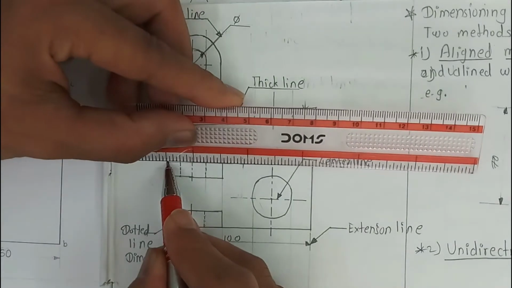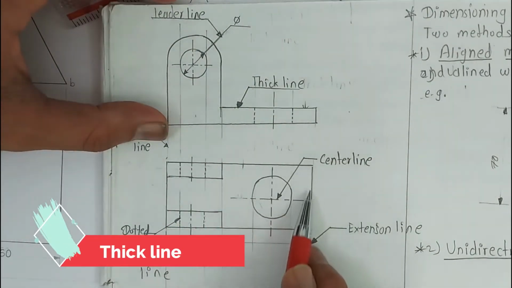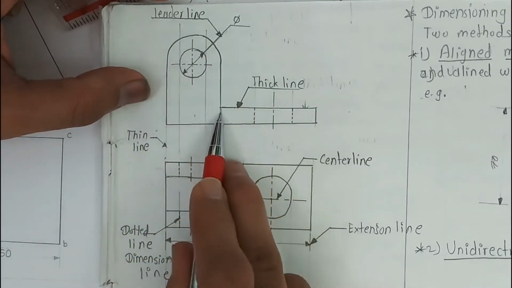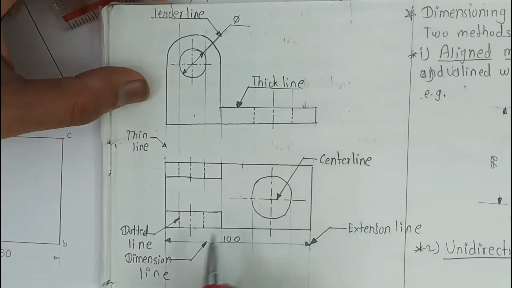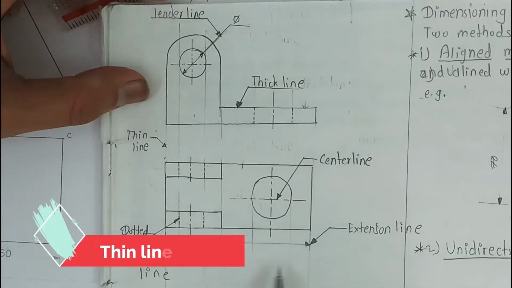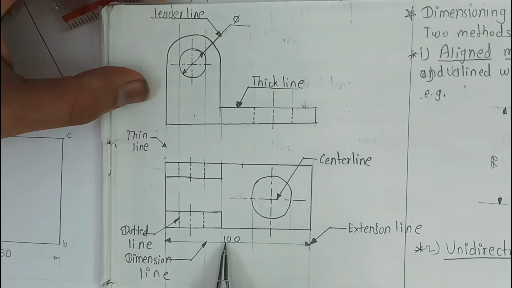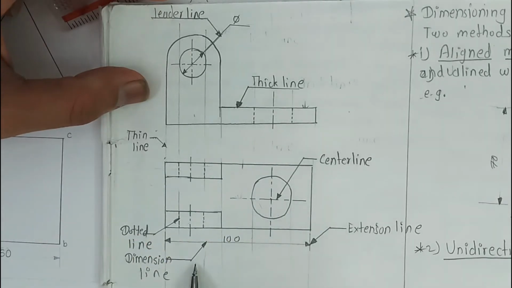Now as far as thick line is concerned, thick line represents outline of the object. So as we see here, this is outline of the object, even this is also outline of the object, so it is represented by thick line. Then coming to the thin line, as we see here, thin line is used to represent dimension line. So this line where we show the length of this part with the help of this dimension number, this line is called as thin line, and in this case it is specifically called as dimension line because this thin line is used to represent dimension of this particular part.